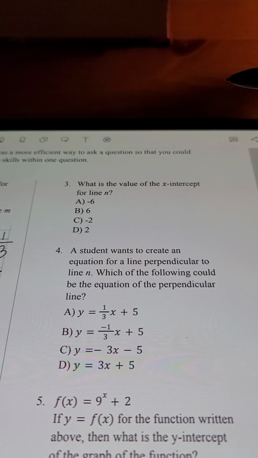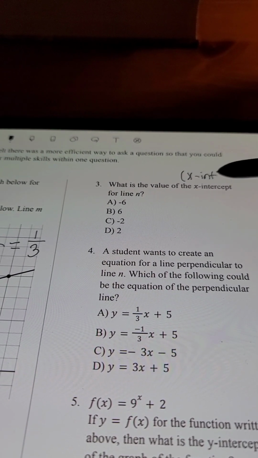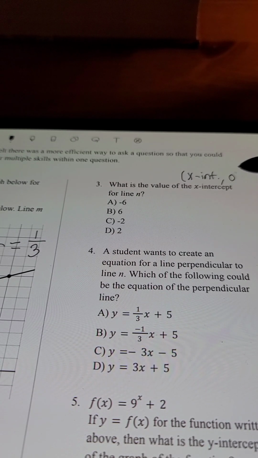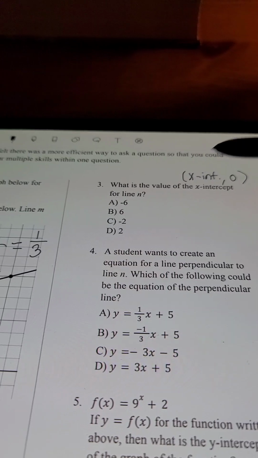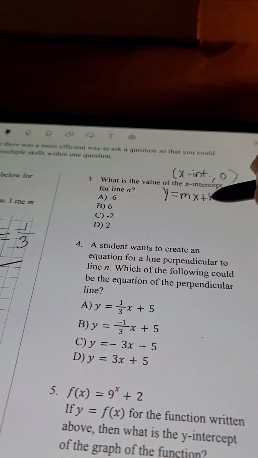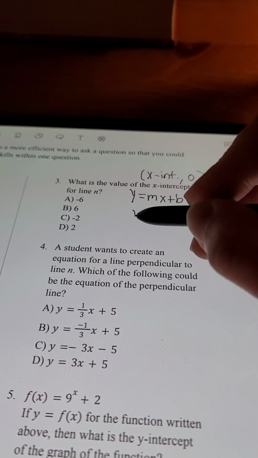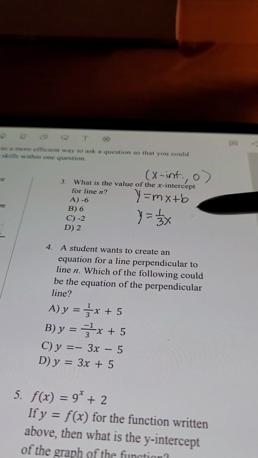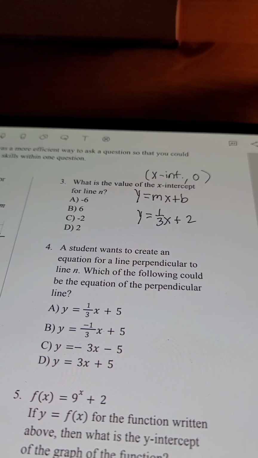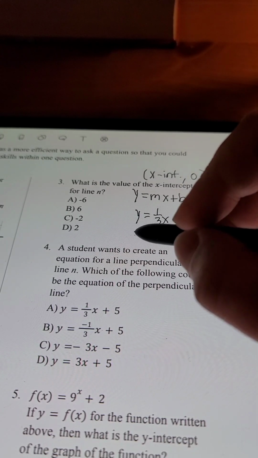What is the value of the x-intercept for line N? So we're focusing on this line, and we want to know the x-intercept. Think of the x-intercept as a point where the x value is your x-intercept and the y has to equal 0. We already know the slope is 1/3, and it has to follow the format y = mx + b, and we also see on the graph that it has a y-intercept of 2. So with y-intercept 2 and slope 1/3, I can plug that in to say y = (1/3)x + 2. So I have an equation. Now I can plug in 0 for y and solve for my x-intercept. So that's what I'm going to do.